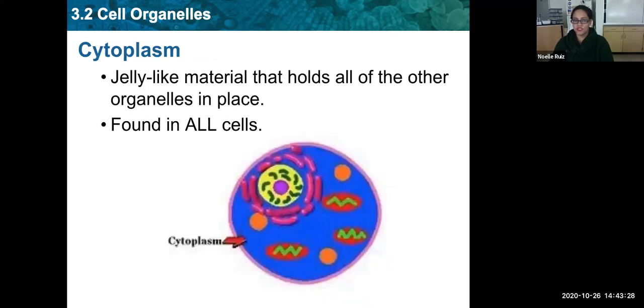And the cytoplasm, jelly-like material that holds all of the other organelles in place, also found in all cells, no matter what type they are. In the picture, you have the nucleus and all the organelles, and then that blue background is the cytoplasm, all the filler in between.